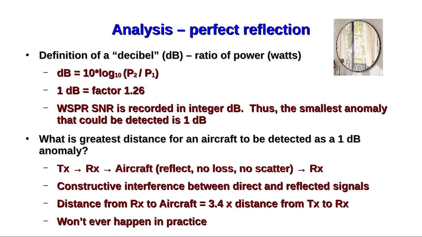Now, something that Godfrey never discusses, although it is implicit in his definition of an anomaly, is that there is a direct signal from the transmitter to the receiver along with the signal reflected back from the aircraft. And it is the sum of those 2 signals that are being recorded. Thus, the condition for a 1 dB anomaly is that the combination of the 2 have an excess of 1 dB relative to the direct signal alone.